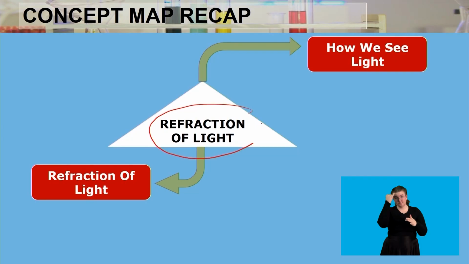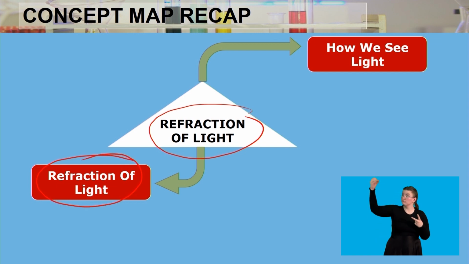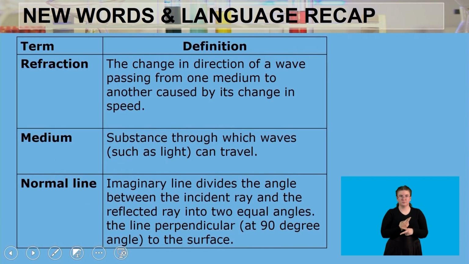Welcome back, learners. So now to recap on what transpired in this lesson. We took the main idea being the refraction of light. We broke it into two concepts whereby we looked at how we see light and we looked in detail at the refraction of light. Remember, the refraction of light, that's the bending of light. The light slows down, and then it bends. It can either bend away from the normal line or bend towards the normal line.